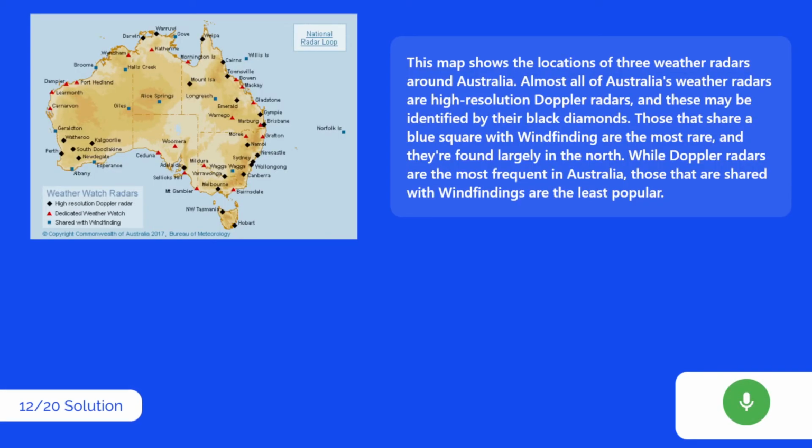This map shows the locations of 3 weather radars around Australia. Almost all of Australia's weather radars are high-resolution Doppler radars, and these may be identified by their black diamonds.